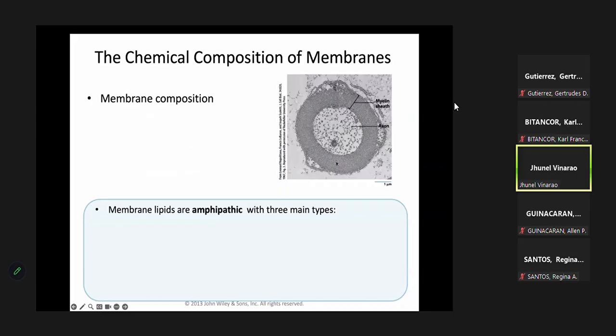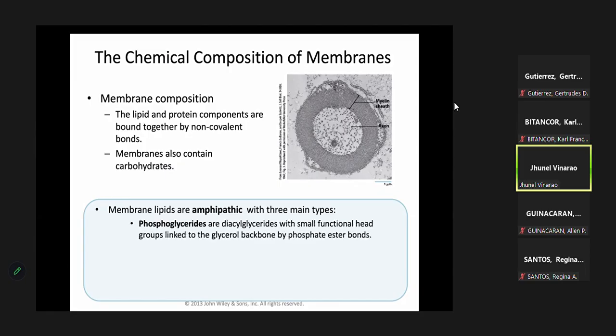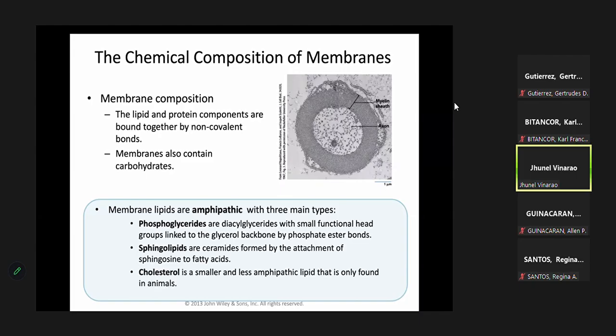So we already know na lipids and proteins are the major components ng your membrane. And on top of these two biomolecules, meron din tayong mga carbohydrates. Nabanggit ko na rin 'to sa inyo na lipids are amphipathic, meaning meron siyang polar and non-polar, and meron tayong variants ng ating membrane lipids. We have phosphoglycerides, we have sphingolipids, and ito cholesterol.